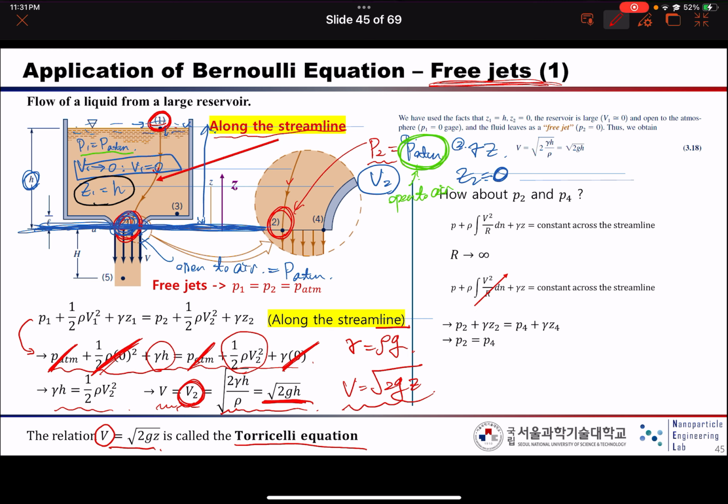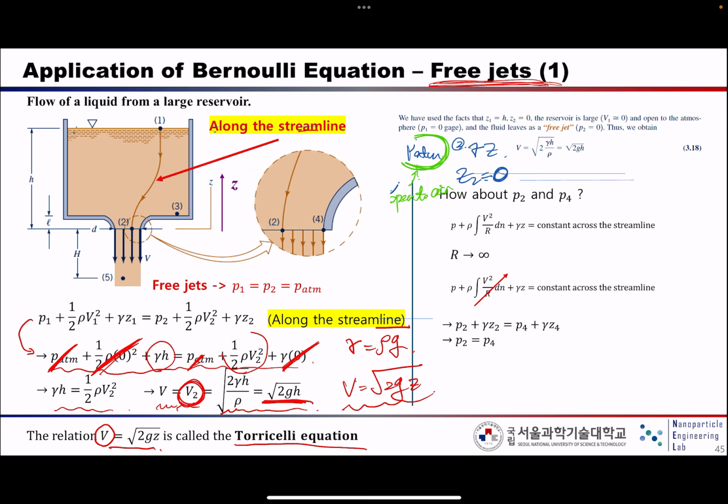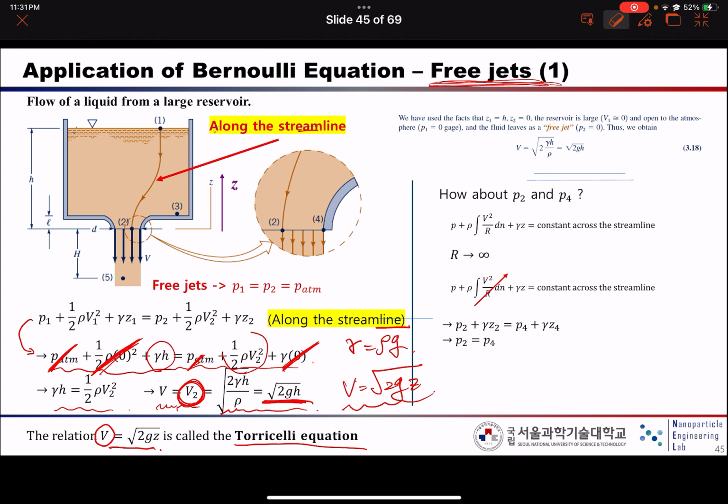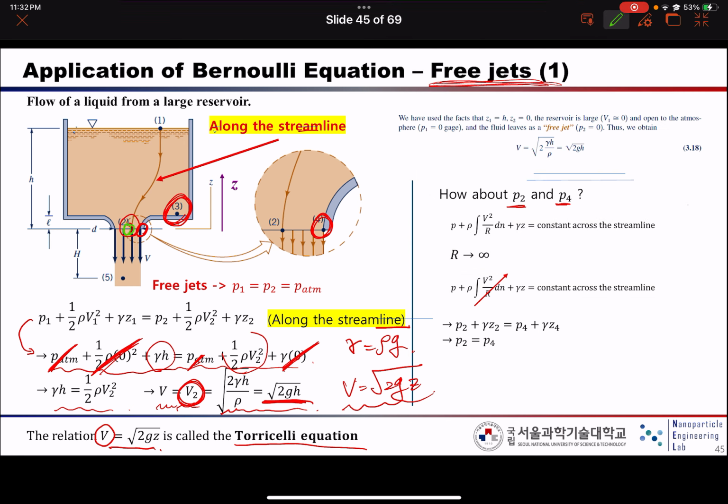Okay, another question on this diagram: how about P3 and P4 at this point? Sorry, how about P2 and P4? I mean this point and this point, and this one and this one.